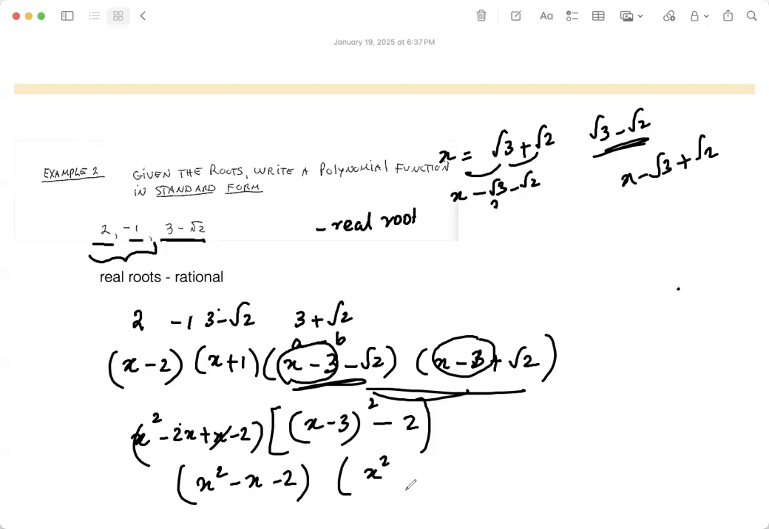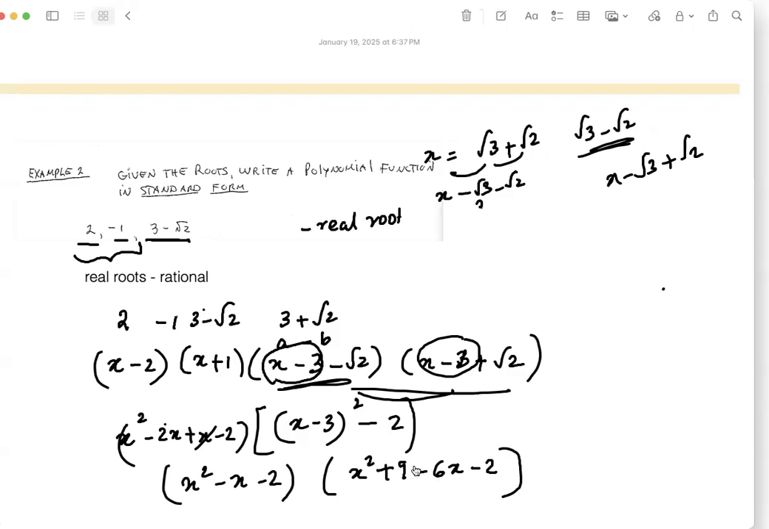What is the formula for this? a minus b the whole square is plus 9 minus 6x minus 2. So you need to multiply these. I will check your answers. You can go ahead and send. This is a good one actually, to see whether you remember. I want to do at least 1 or 2 word problems as well. Let's see how much we can do today.